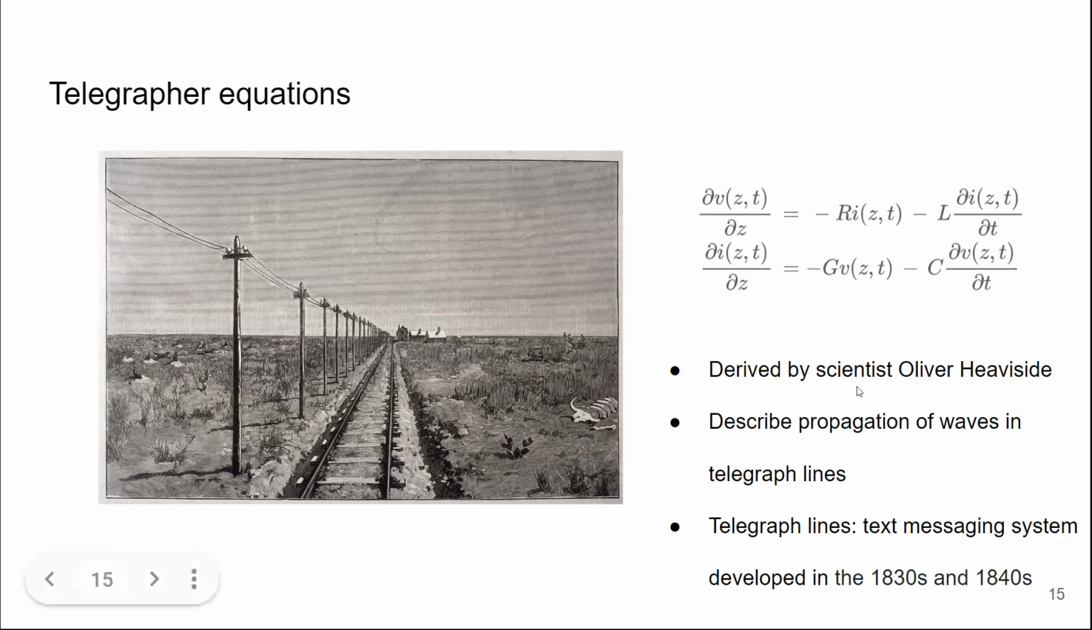carry the telegraph messages from one point to another point, right? So they had telegraph transmission lines at that time. Telegraphs were the messaging system they had at that time, so they wanted to deliver the messages reliably from one end to the other end. So these scientists wanted to model how the voltages and currents behave in the transmission line.